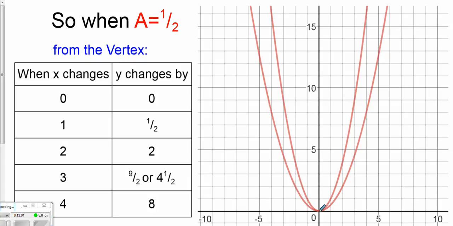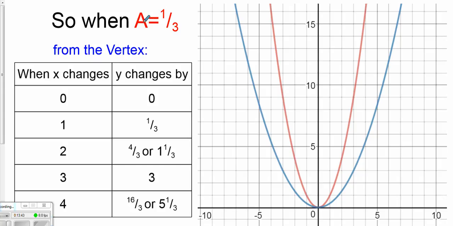So again, if we start here at the vertex, instead of going over 1 up 1, we're only going half of the way there. Instead of going over 2 up 4, we're only going half of the way there, just to 2. Instead of going over 3 up 9, we're only going half of the way there to 4.5. Or you can call it 9/2 or 4.5, what do you want to call it? Instead of going over 4 and up 16, we only go half of that, up to 8. So you can see with our a value equaling a half, we're growing a lot slower. So it kind of widens out the parabola.